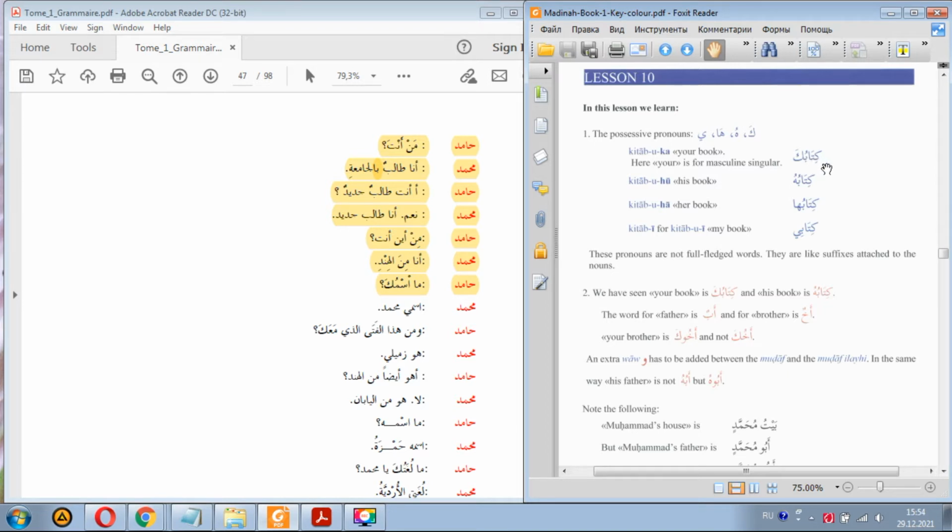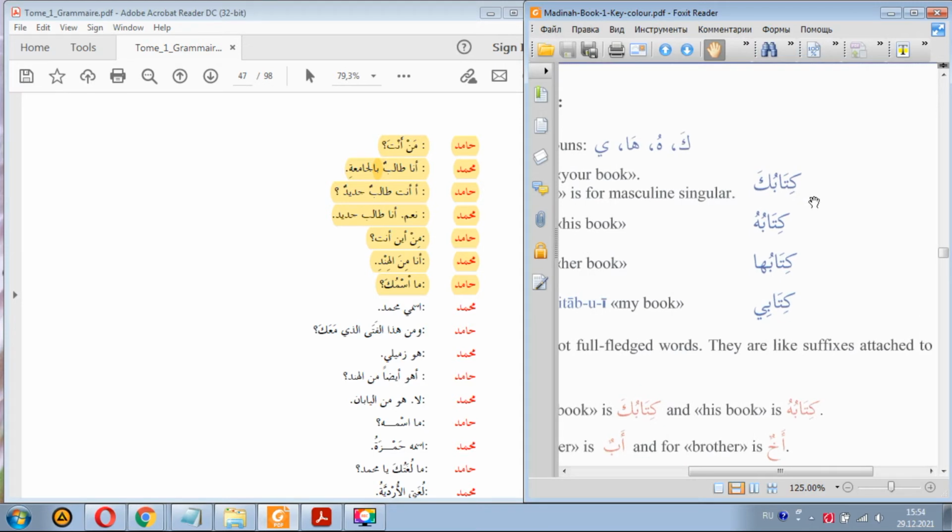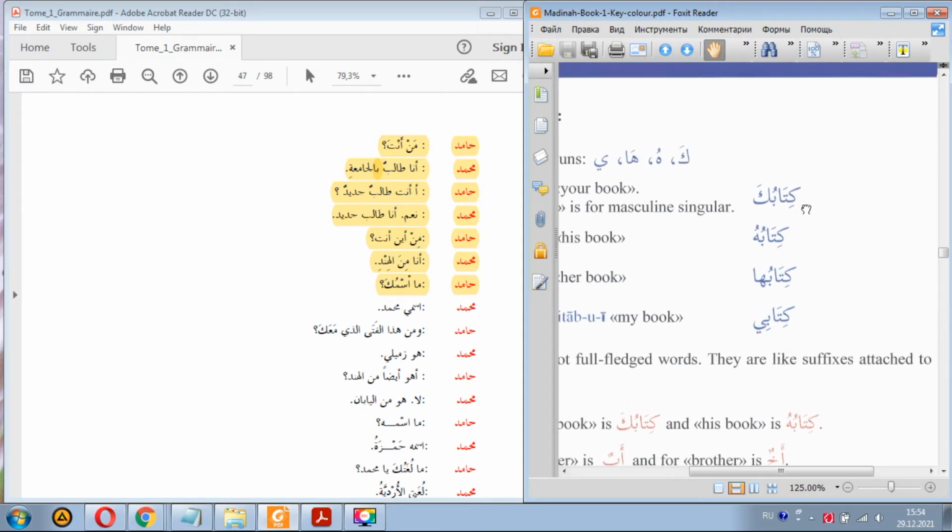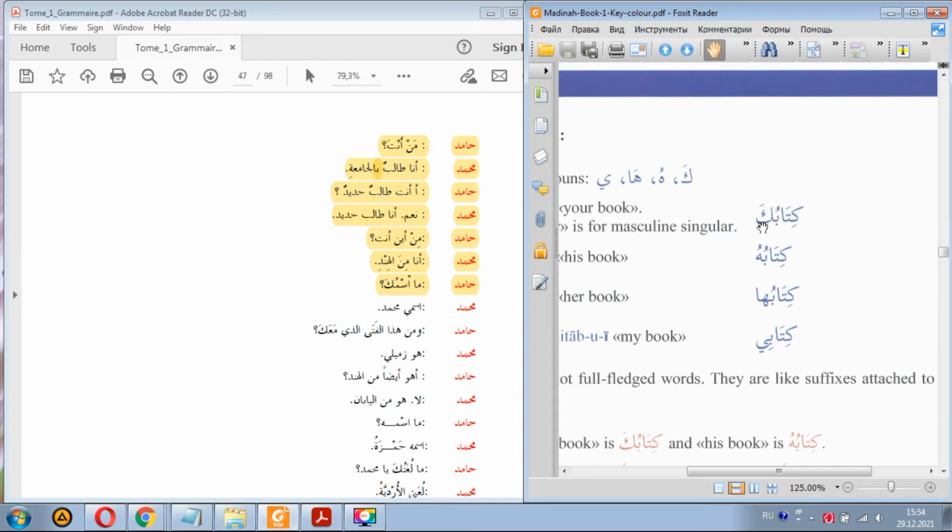Because you remember what is mudaf and mudafun ilayh. You must remember that. Once we add this ka, kitabu becomes mudaf, and ka mudafun ilayh. So they are both in one word. Kitabu, mudaf, is something that's possessed. Ka is the person who possesses it.